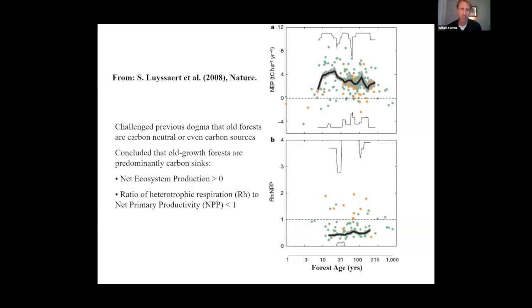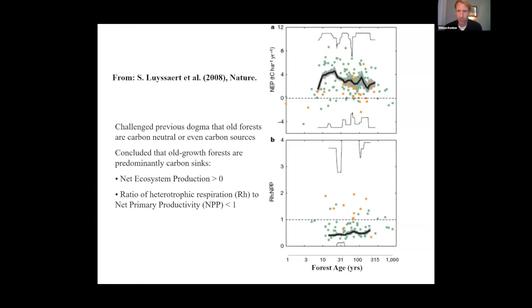So this paper that I'm showing you right here by Luyssaert et al., led by a group in France, received a lot of attention because it claimed, using these figures right here, that net ecosystem productivity, that's basically the net carbon uptake after you've accounted for respiration by both plants and heterotrophs, or animals, in the top panel here remains in positive territory way out into much older forest ages than we might previously have thought. That's the x-axis here on the bottom. So if net ecosystem productivity remains above zero, that means that these old forests are continuing to take up carbon, and therefore they're carbon sinks.